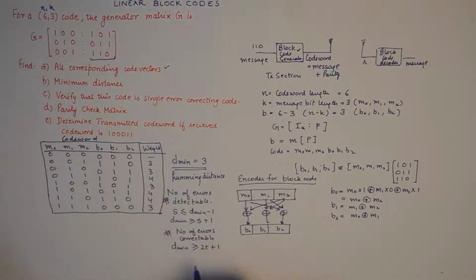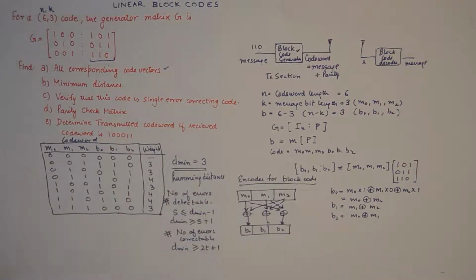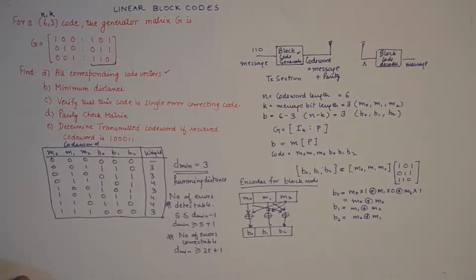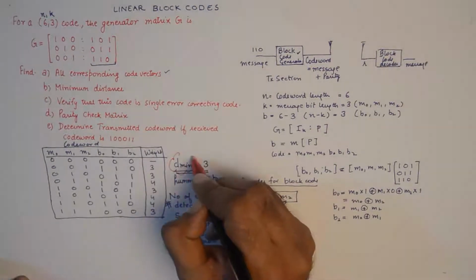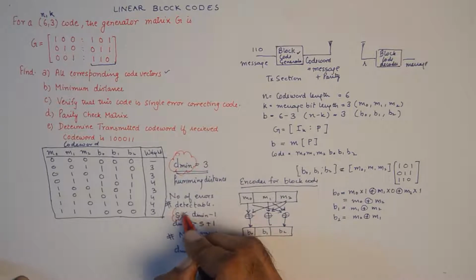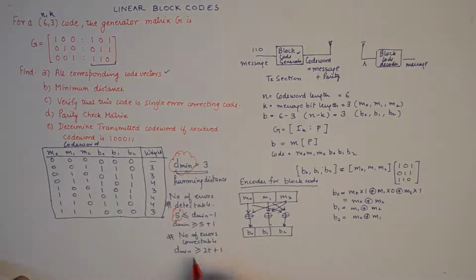So very important quantities that we have found here: d min, S, and of course t will become less than or equal to d min minus 1 upon 2.